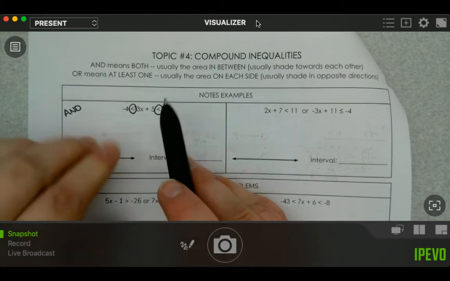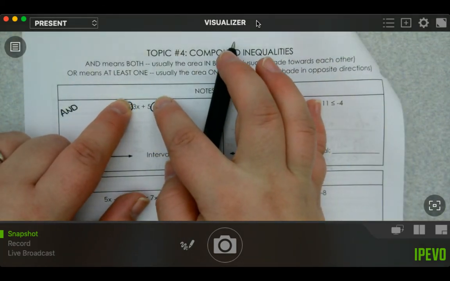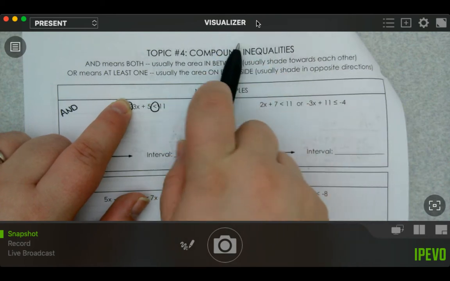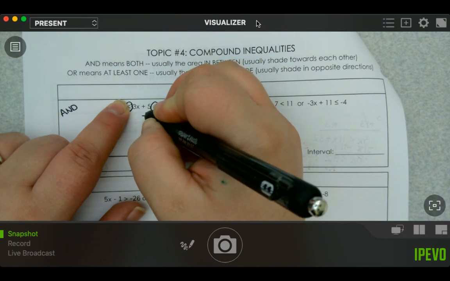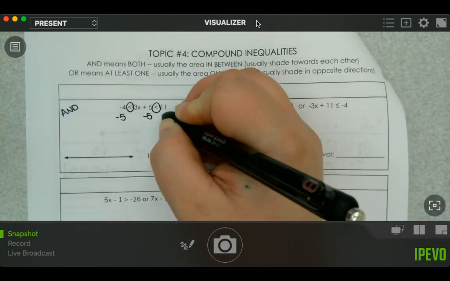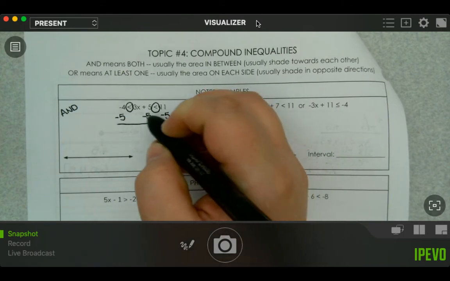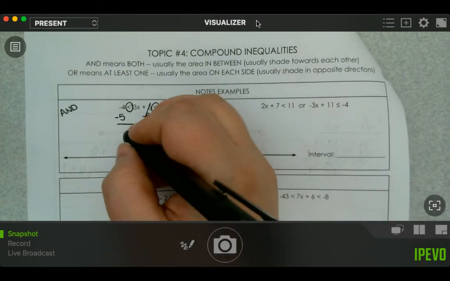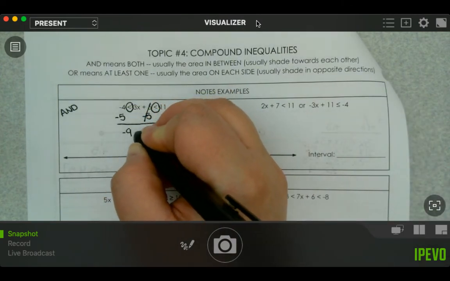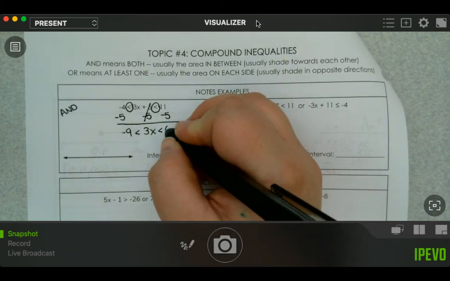So let's focus on just this middle part. We want to get x by itself in the middle. So how do we get rid of this plus 5? We minus 5. The only part that's a little tricky about this is we have to do it on the left side and the right side. And then I'm actually going to do that operation. These two cross out. So I get negative 9 is less than 3x is less than 11 minus 5 is 6.